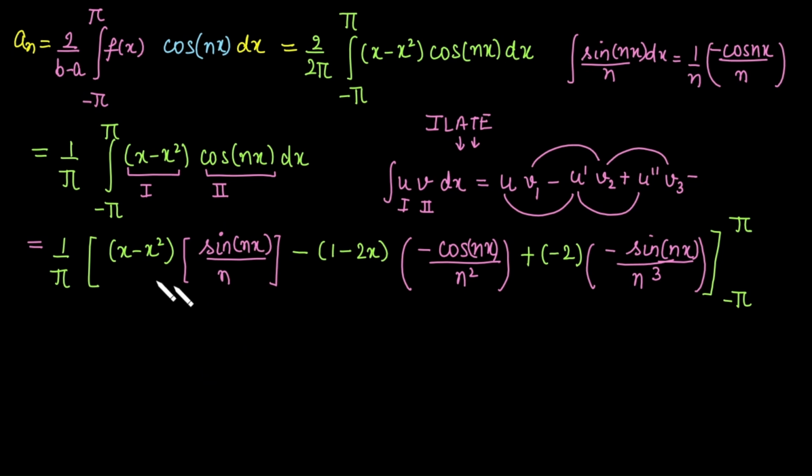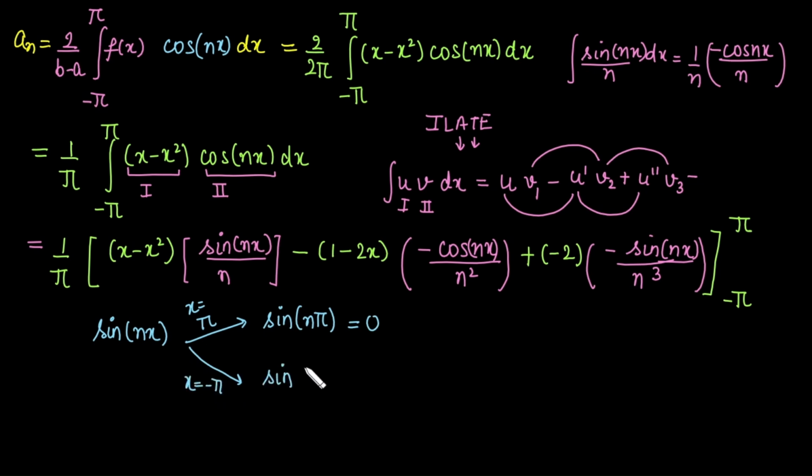Like in this case, if you observe sin nx, if you take upper limit, means substitute x is equal to pi, so in this case we have sin n pi. Sin n pi is always 0. And when you take lower limit, x is equal to minus pi, so it is sin minus n pi. So we can write this as negative of sin n pi. Sin n pi is 0, minus of 0 is again 0. We will not take this term in the next step because it is getting a 0 for both the limits.